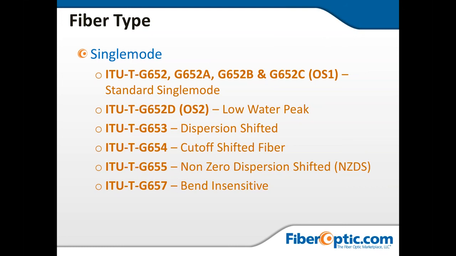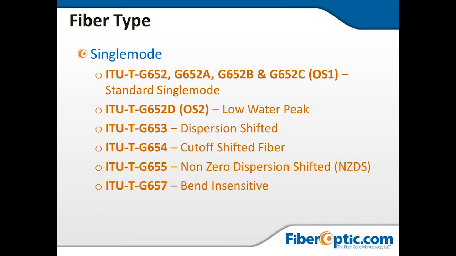And what happens is, with the original fibers, the introduction of hydroxyl ions in the manufacturing process caused water peaks in the response curve. So I think it's somewhere around 1283. I may have a slide in here to show you that. But anyway, that water peak prevented us from using the entire spectrum for coarse wavelength division multiplexing.